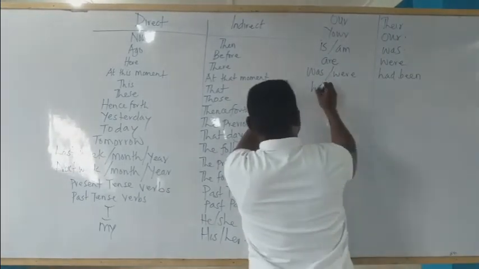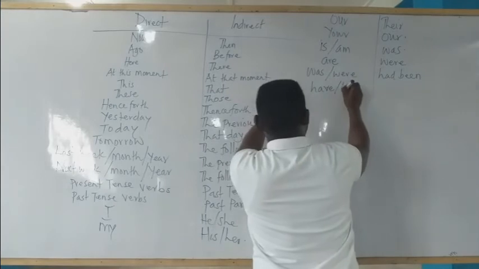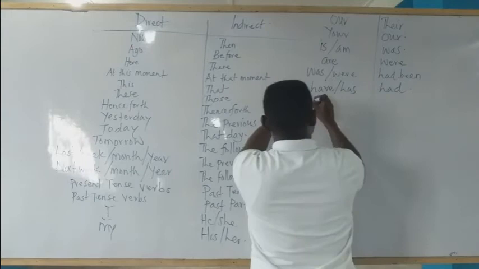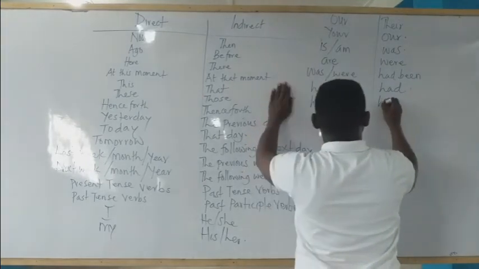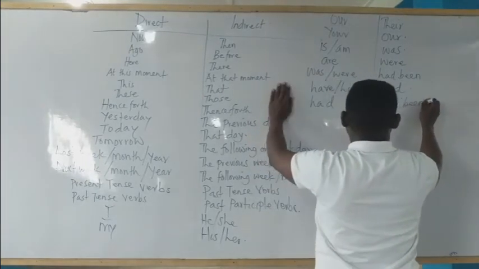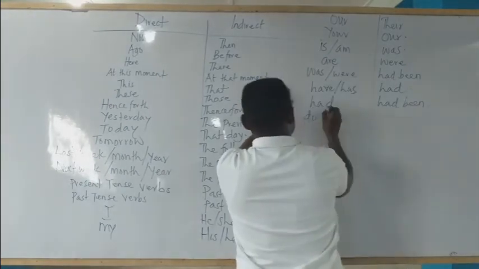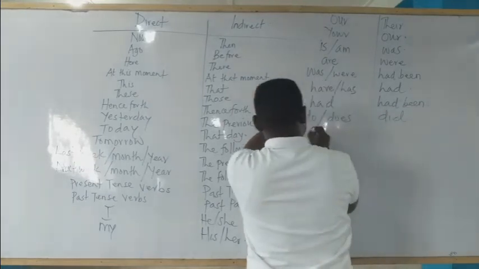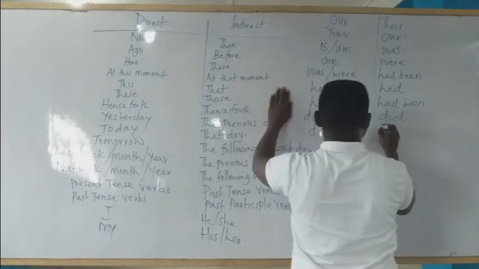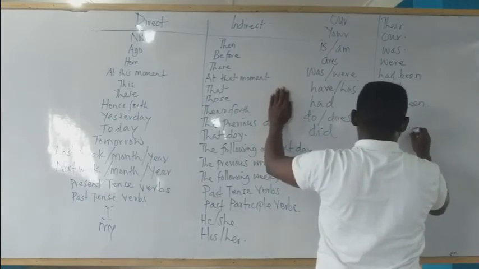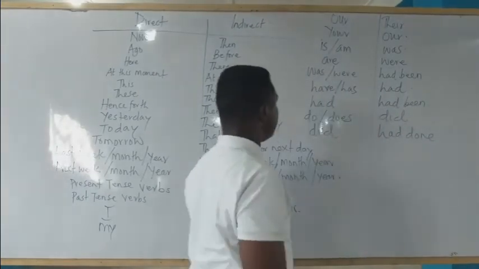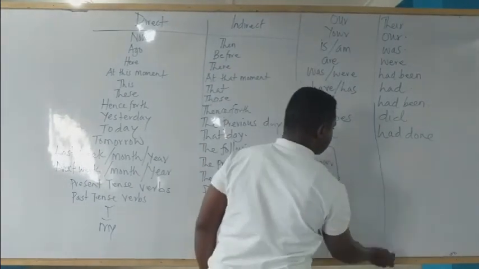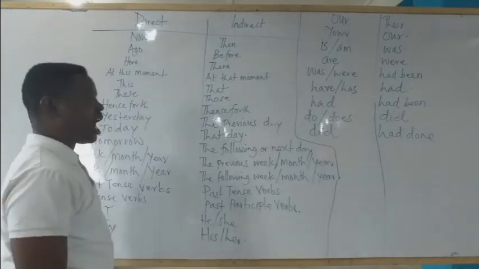Okay, if you have "have" and "has," they become what? Had. If you have "had," it becomes what? Had been. If you have "do" and "does," they change to the word "did." If you have "did," you change the word to "had done." Take note. Did changes to had done.